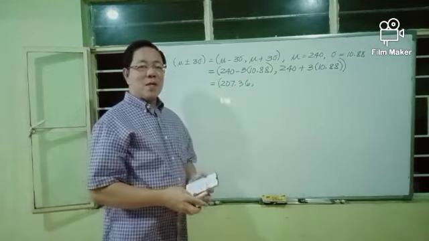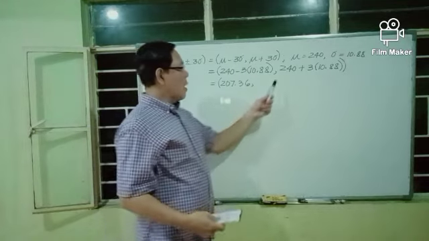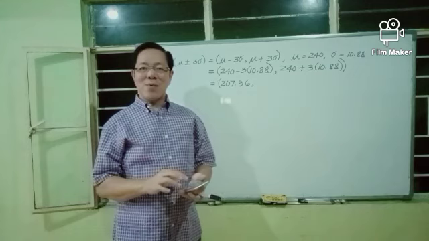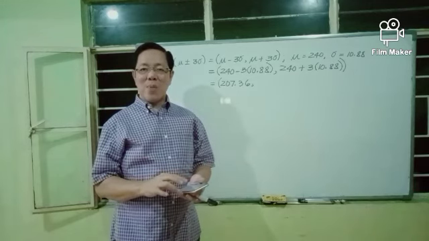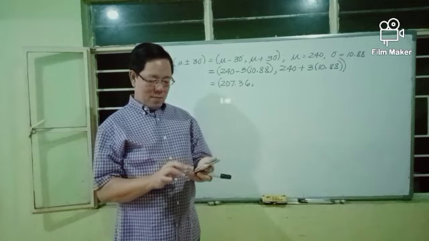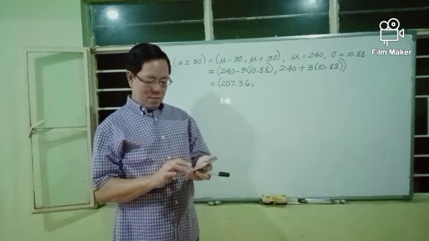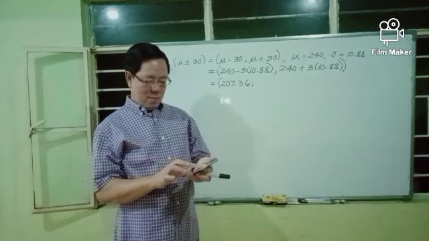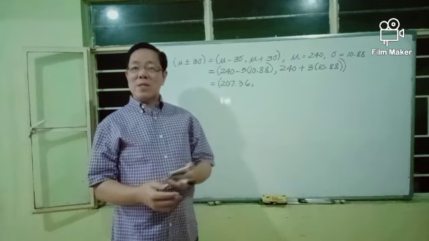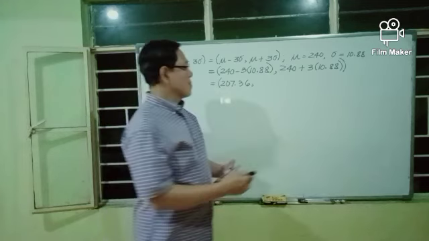And we compute the upper limit using our calculator. We have 240 plus 3 multiplied by 10.88. And you should get 272.64.